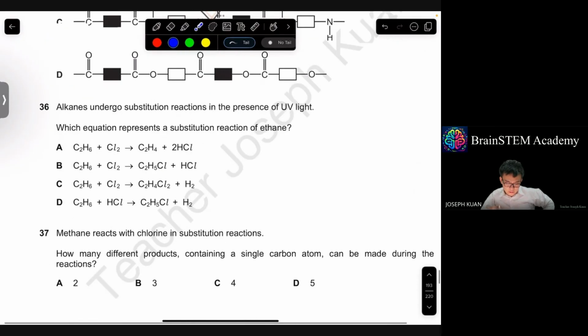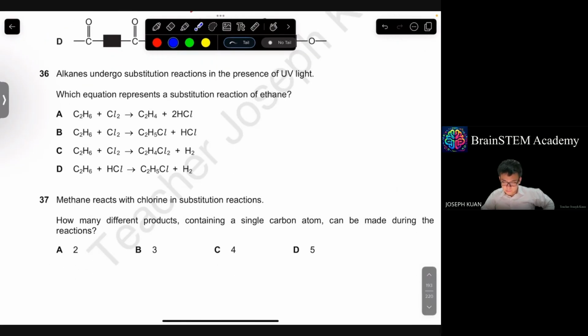Okay, moving on. Alkanes undergo substitution reaction in the presence of UV light. Which equation represents the substitution reaction of alkane? So we know that alkanes undergo substitution to form haloalkanes. It doesn't form alkenes. A is wrong. So it's either B, C, D. It doesn't react with hydrogen chloride, it reacts with halogen.